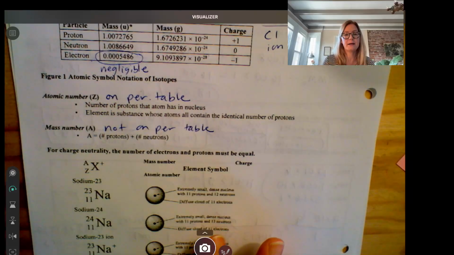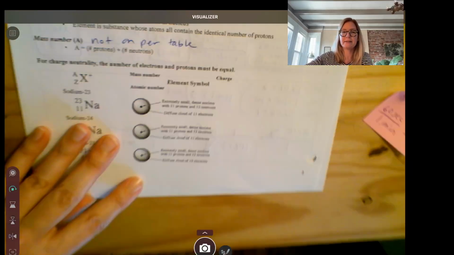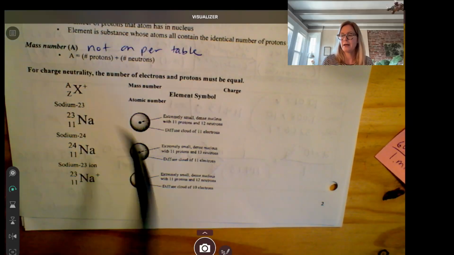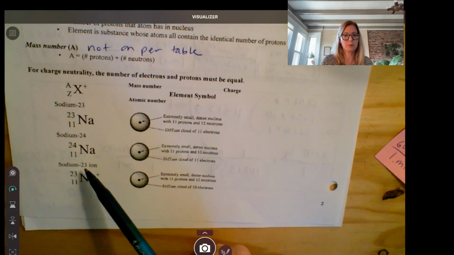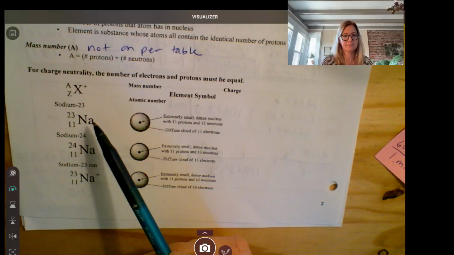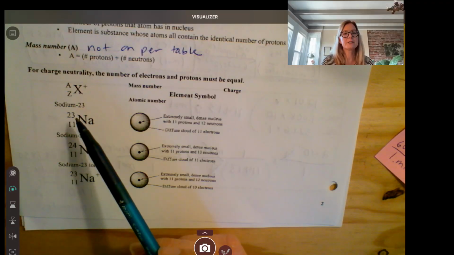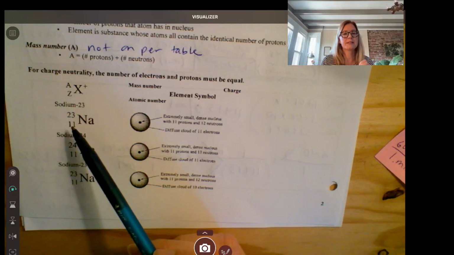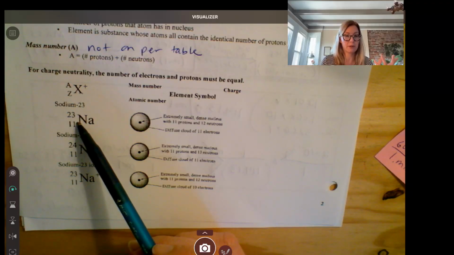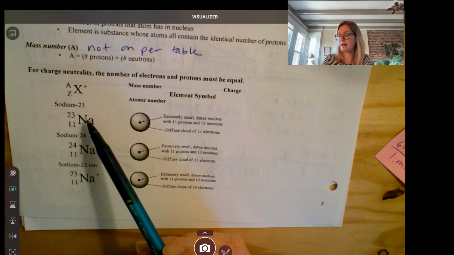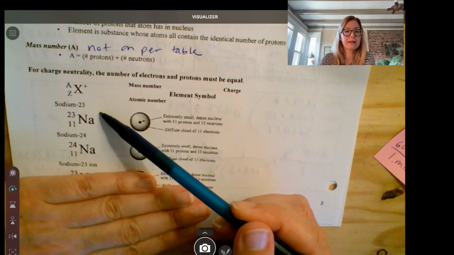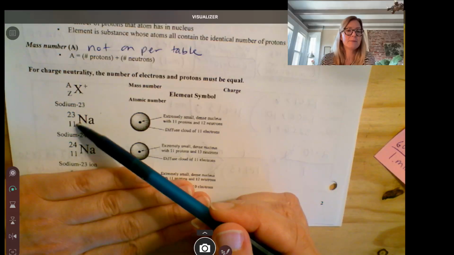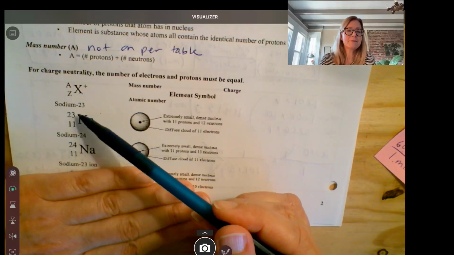And so the way that we indicate or kind of abbreviate the type of atom or ion we're talking about is with this type of notation, okay, where we put the symbol of the element here, we put its mass number, which is called A, up high, and we put its atomic number, which is called Z, down low, okay? So here we have, I'm going to cover this up. Here we have two different isotopes of sodium. They're both sodium. They both have an atomic number of 11. They both have 11 protons. But they have different mass numbers, okay?